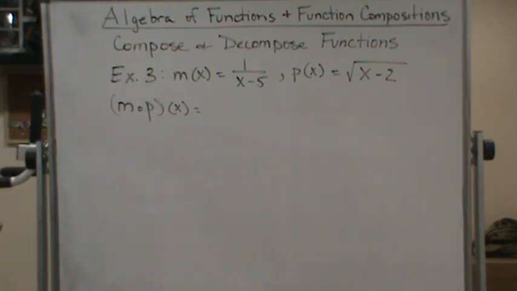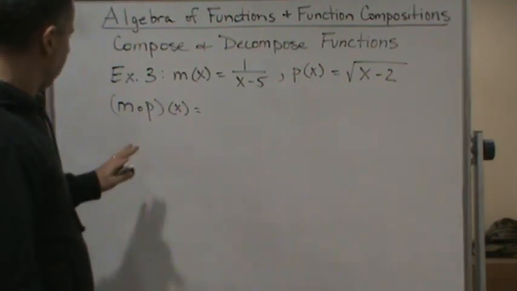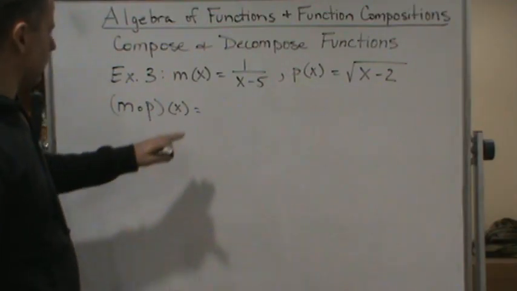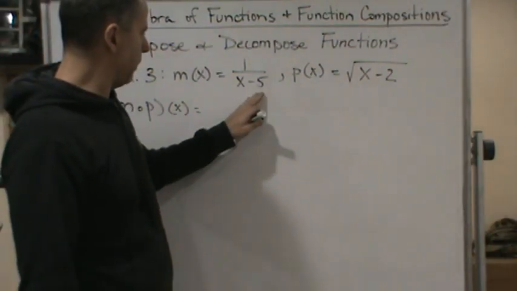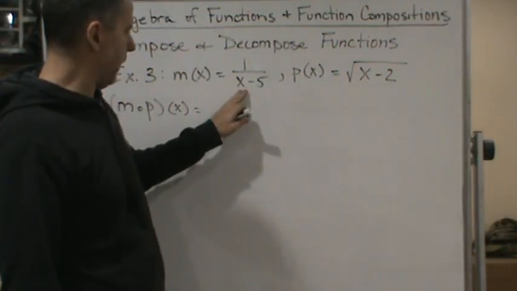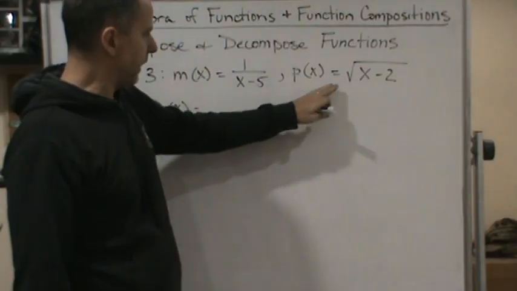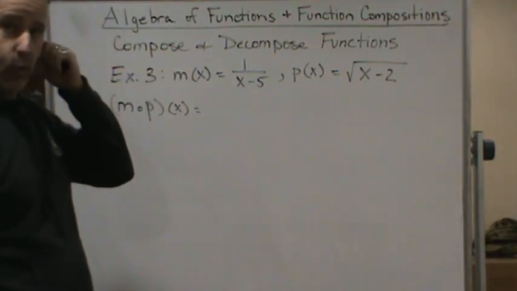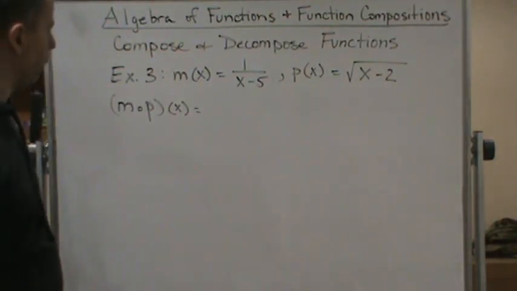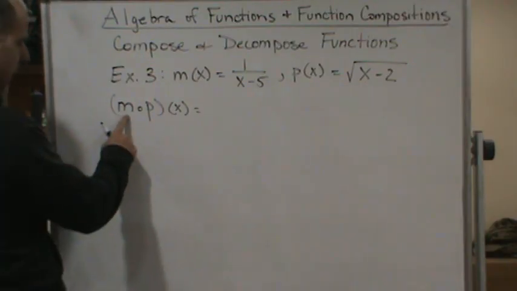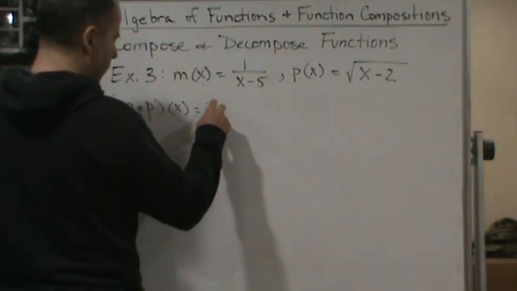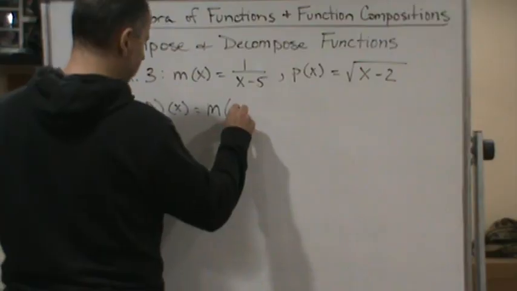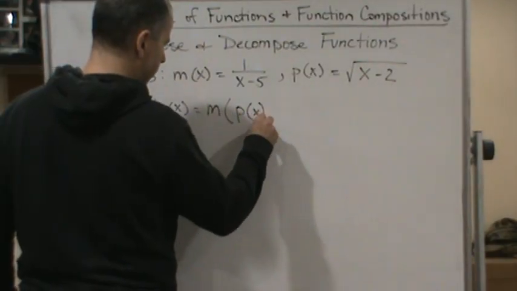So here's another example. Now we want to find m circle p of x. Here's m, 1 divided by the quantity x minus 5. P of x is equal to the square root of the quantity x minus 2. We're going to compose these. So it says m circle p of x, so that's going to be m of p of x.